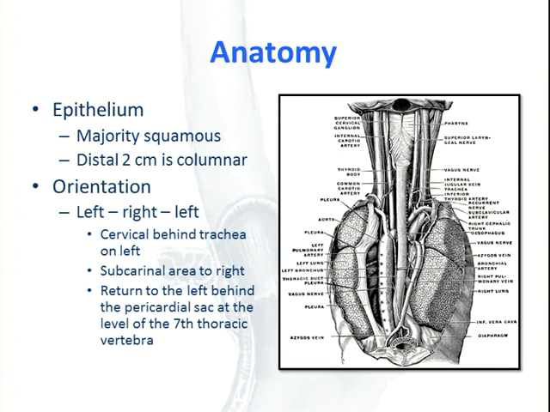So look at the esophagus, just some basic anatomy. The majority of the epithelium is squamous, but in the distal 2 centimeters or so near the GE junction, it starts to become somewhat columnar. The orientation is left, right, left, meaning in the cervical region, the esophagus is more to the left of the midline. Under the carina, it crosses over to the right side, and then in the distal thoracic cavity it crosses back to the left as it goes through the diaphragmatic hiatus, generally at the level of the 7th thoracic vertebra.